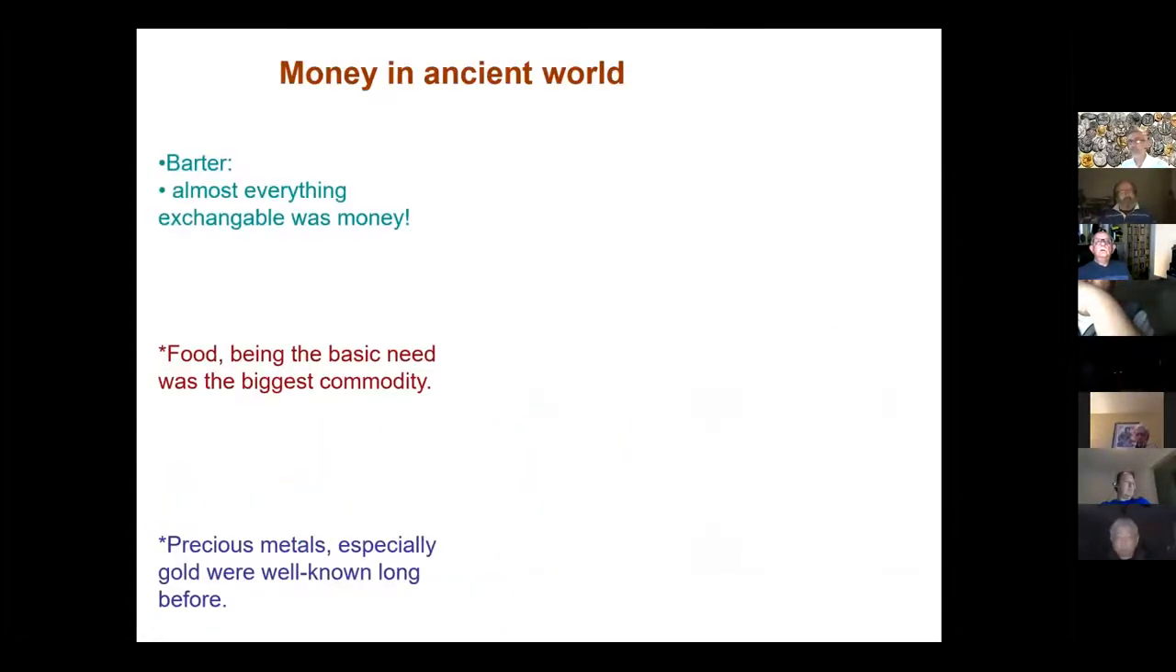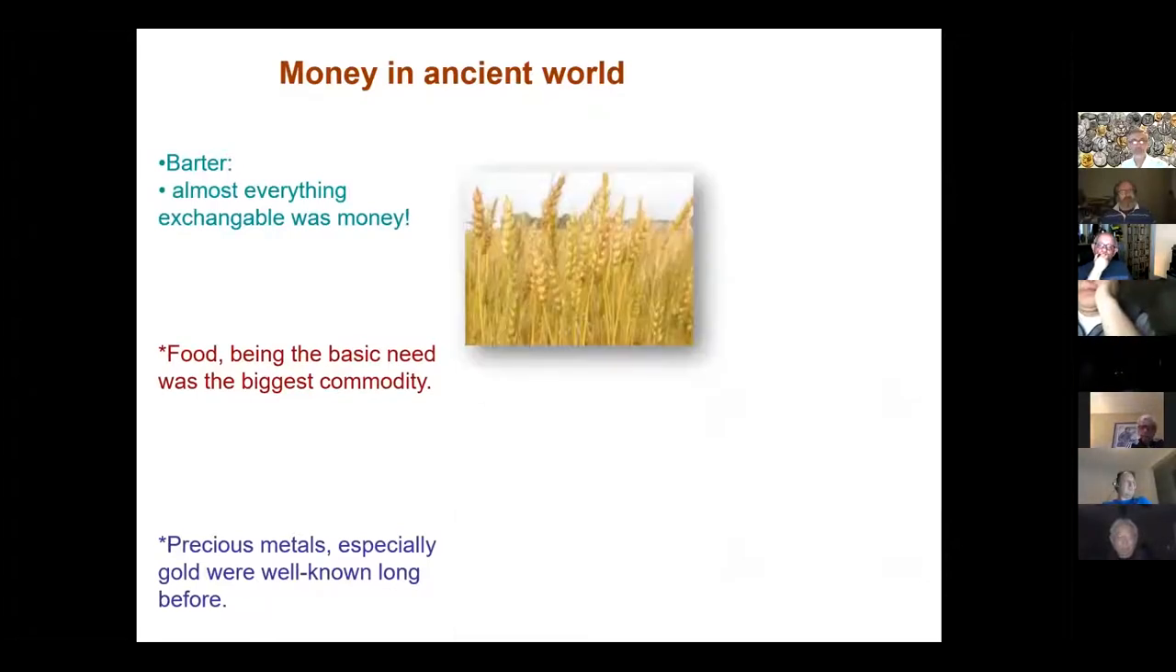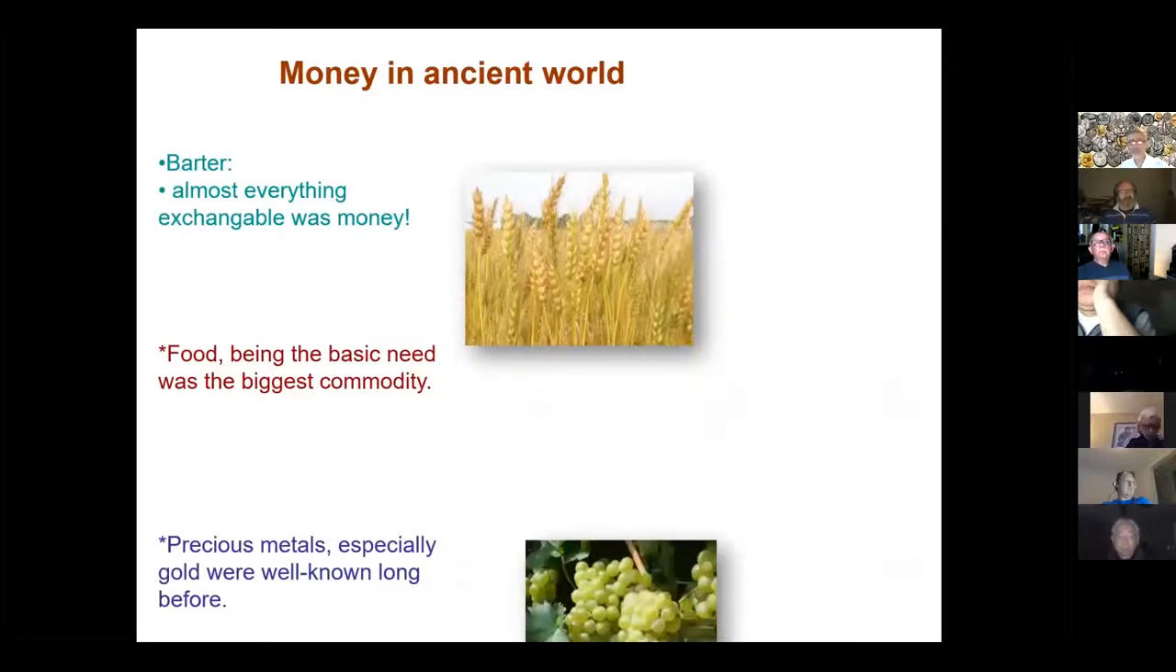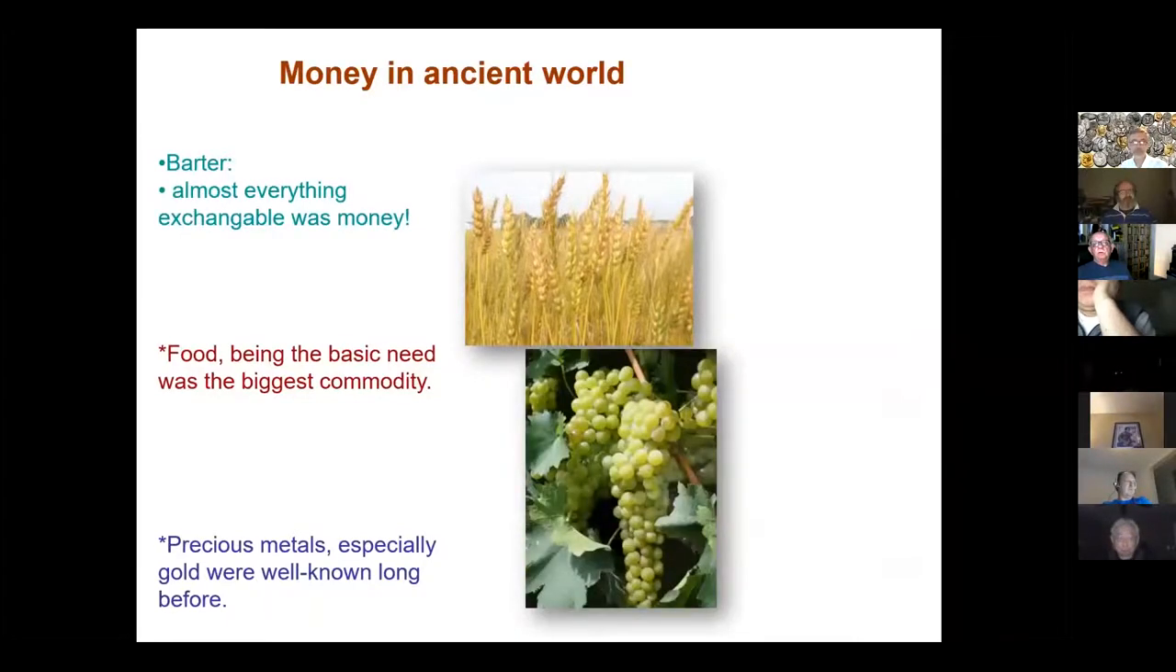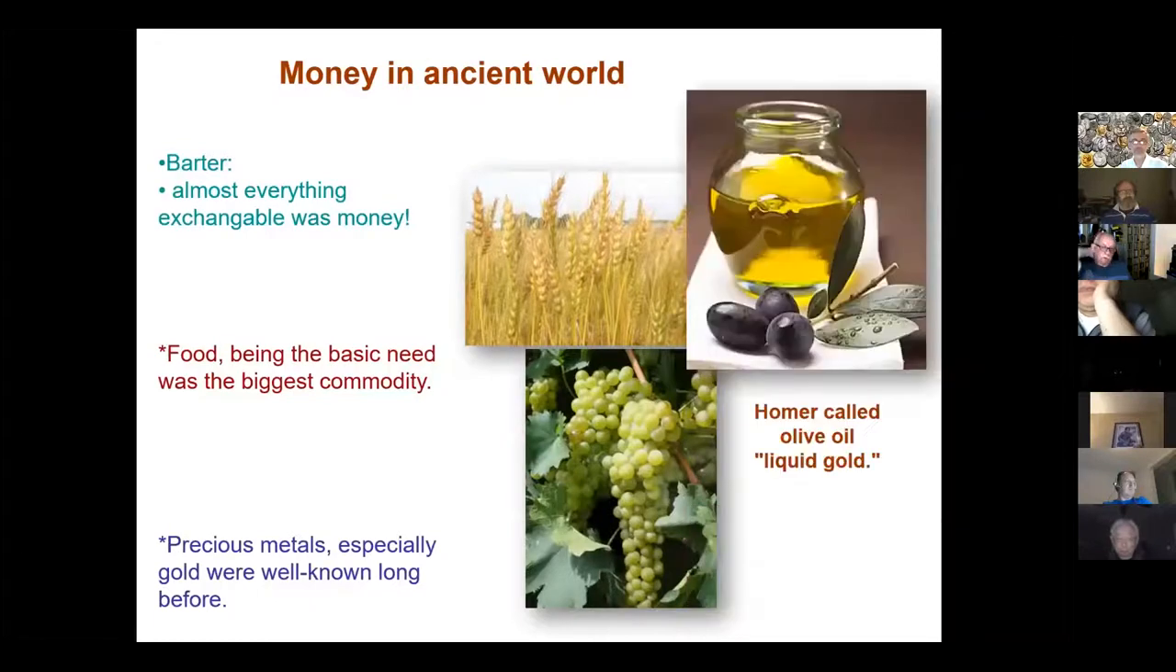What is money in the ancient world? Actually, everything was money. People got by using a barter system in which almost everything exchangeable was money. Food, being the basic need, was the biggest commodity. Precious metals, especially gold and silver, were well known long before the invention of coinage.